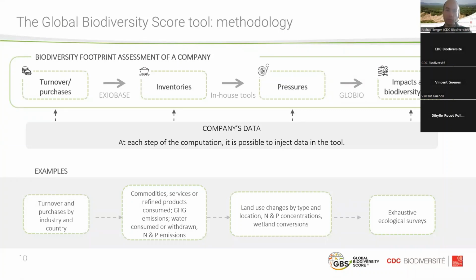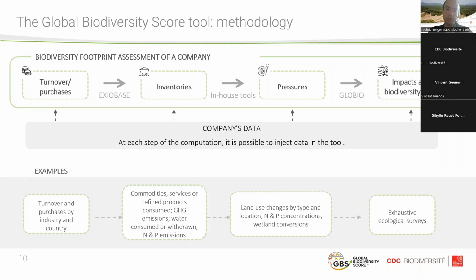So usually we use proxies, and the more we go on the left of the chart, the easier it is, the more feasible it is, but the less accurate it is. So on the right, it's more accurate, but less feasible. On the left, it's more feasible, but less accurate. So if we go to pressures, that's usually the right kind of data that we want to use. That's, for instance, land use changes by types and location in hectares, nitrogen, phosphorus concentrations, wetland conversions. Then we go through the GloBio model, and we translate pressures into impacts on biodiversity. The GloBio model is a peer-reviewed model developed by the PBL, Dutch environmental agency.